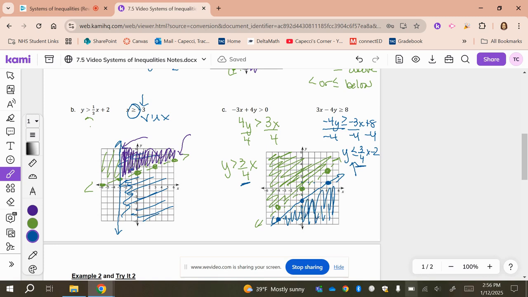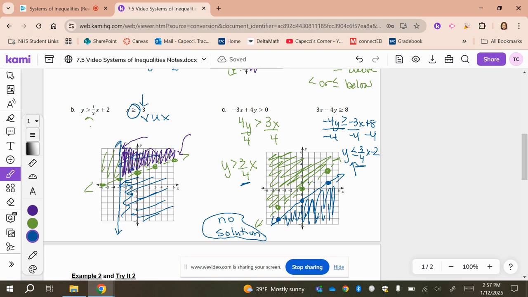Now this one's a little different. Because they're parallel lines, the lines are not going to intersect at all. And when I shaded, there is no overlapping region. So remember that in a system of inequalities, the solution is where the shading overlaps. Because I don't have anything here, I have no solution. There is no point that gives you a true statement for both inequalities. So my answer is no solution.